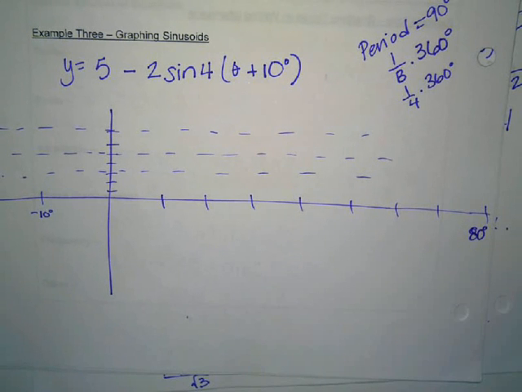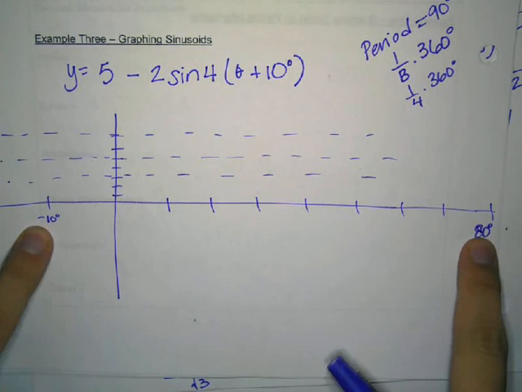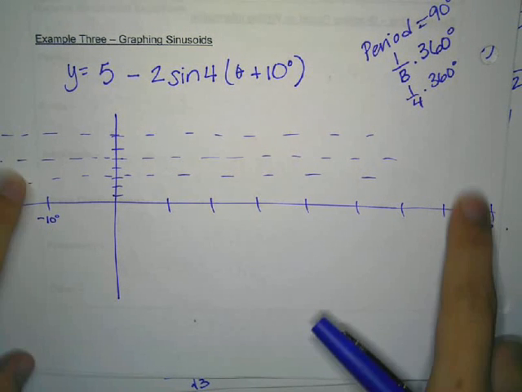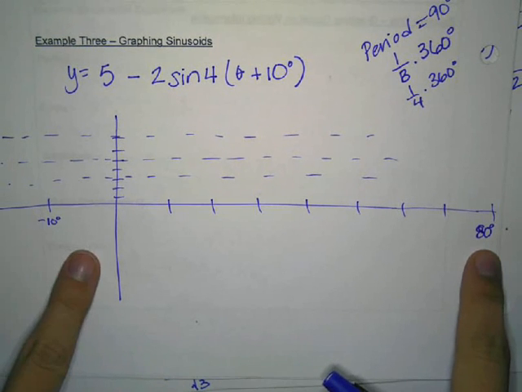Because your period is 90, so the space between your starting point, which is your phase displacement, and your ending point has to be 90. So I just count out 90. Everybody okay with that? Okay. Now notice I'm putting my tick marks on the x-axis, the theta axis, not up here where my graph's going to go. Make sure your tick marks are labeled on the actual axis.